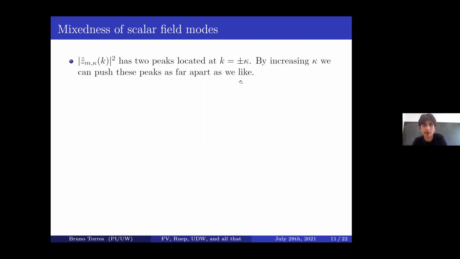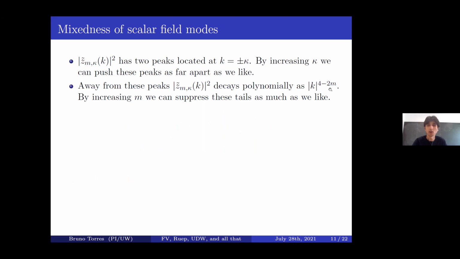Yeah, so from the equations that I had before, and also from the plots, you can see actually that this power spectrum has two peaks located at plus or minus kappa, and as I said, by increasing kappa, we can set them as far apart as we like. And also, you can see that away from the peaks, the power spectrum, so the function, decays polynomially as a power of k, which decreases faster the higher the value of m is. So by increasing m, we can suppress the details outside of the peaks as much as we like as well.